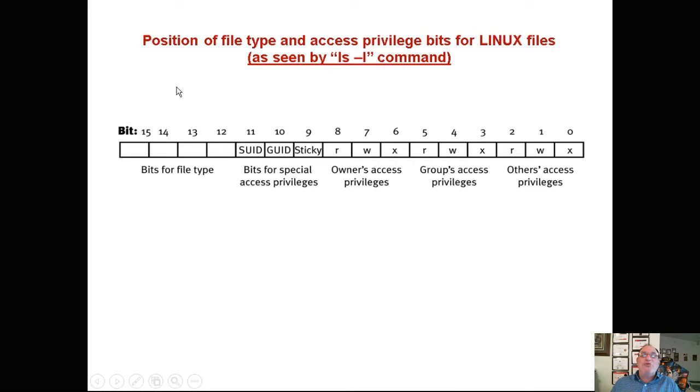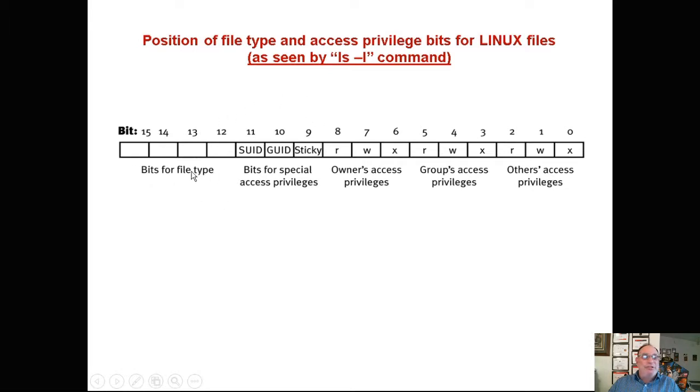Okay, let's take a look at the actual bit layout within the record, within Linux itself. You see here, you start with bit 0 over here, and that's the execute bit, for others access. Remember it's owner, group, other, in that order. So you have execute, write, read for others, execute, write, read for the group, execute, write, read for the owner. Then you have the sticky bit, the GUID, and the SUID. These are your special privileges, which I'll be discussing in a minute.